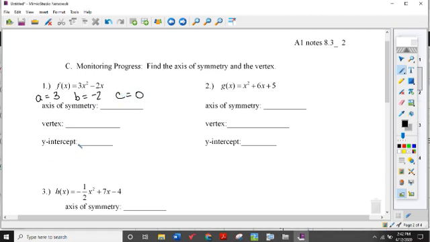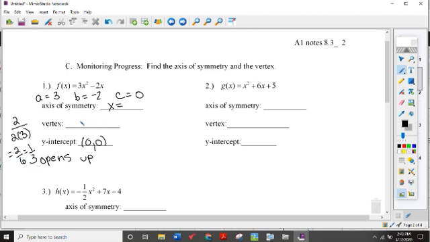So the y-intercept in this one would be 0, 0, or the origin. A is positive, so our graph will open up. Now to find the axis of symmetry, that's x equals the opposite of b over 2a. b is negative 2, so the opposite of negative 2 is positive 2 over 2a, and a is 3. 2 over 6, and that simplifies to 1/3.